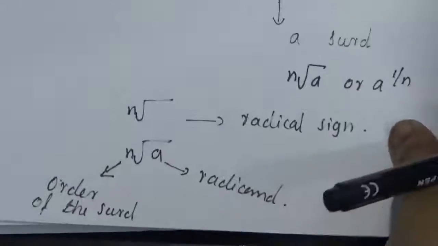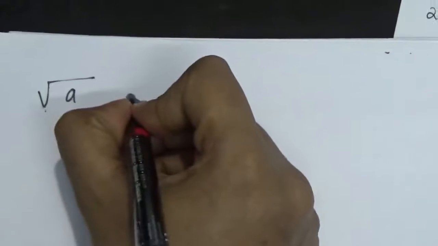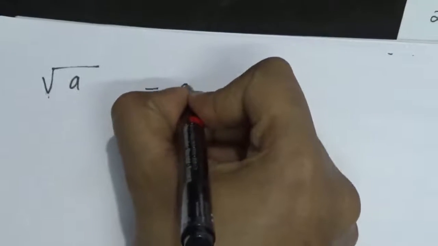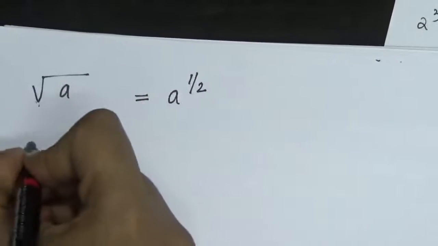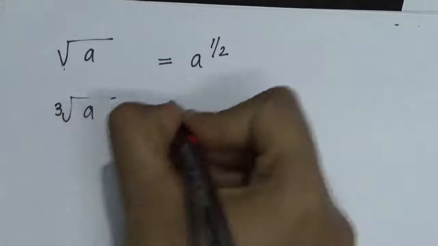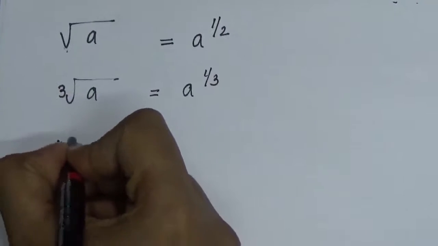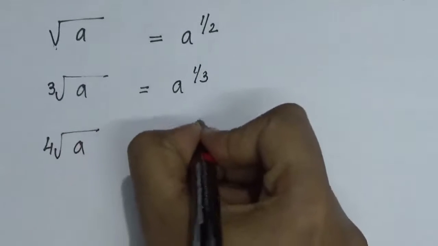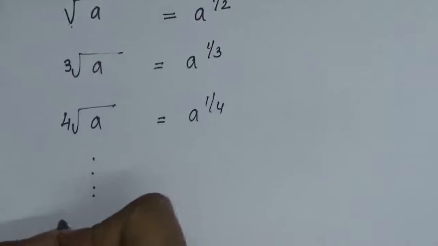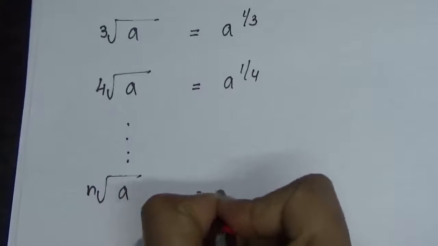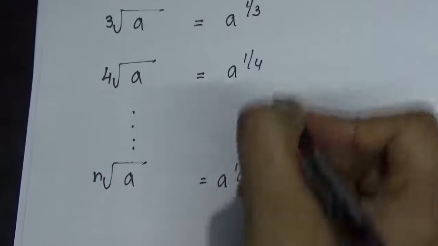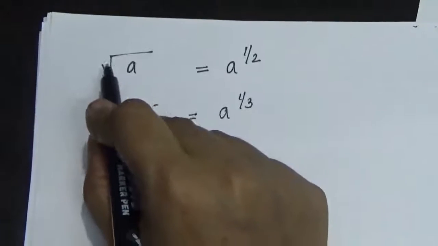Okay, so in the case of square root of a number, we are not putting 2 here. Okay, we just write the square root symbol. So here square root of a can be written as a raised to 1 by 2. Okay, and cube root of a can be written as a raised to 1 by 3. Okay, and fourth root of a is equal to a raised to 1 by 4, and likewise nth root of a is equal to a raised to 1 by n. So here you can see that in place of n we have 2.